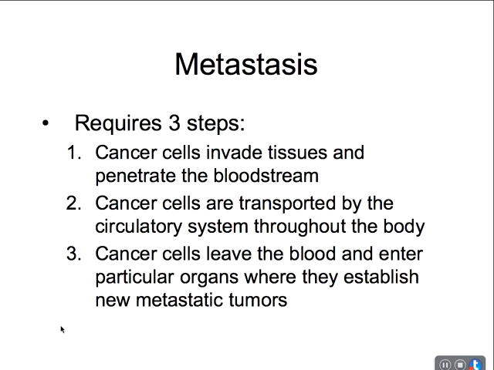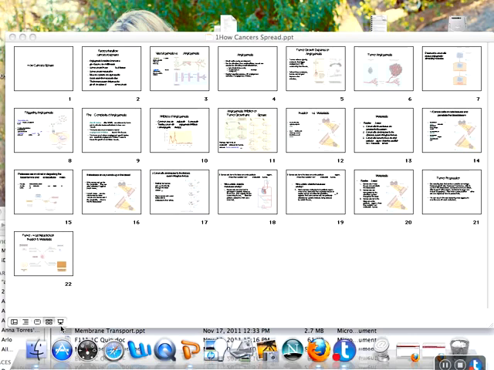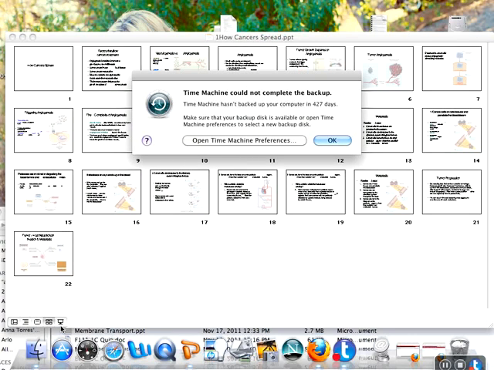So it requires 3 steps. The cancer cell must invade the tissues and penetrate the bloodstream, which sounds easy but is not, because it has to get through that thick protein.